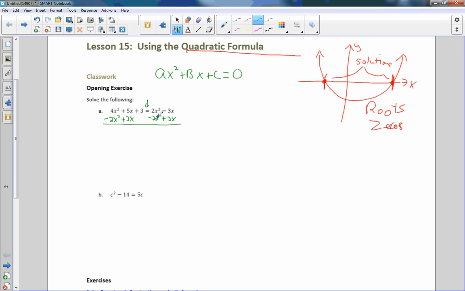The 2x squared minus 2x squared is 0. Negative 3x plus 3x is 0. I now have a 0 over here, which is satisfying this part of my equation. 4x squared minus 2x squared is 2x squared. 5x minus 3x is 2x. 3 minus nothing, or 3 plus or minus nothing, is still 3. So there we have our standard form.